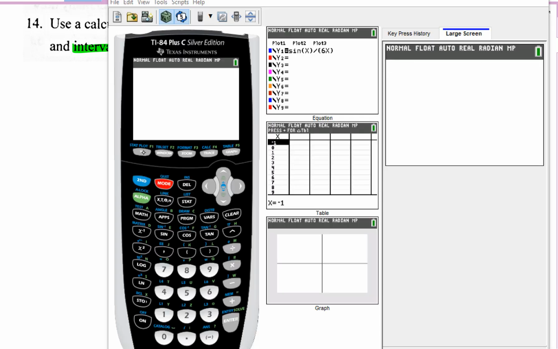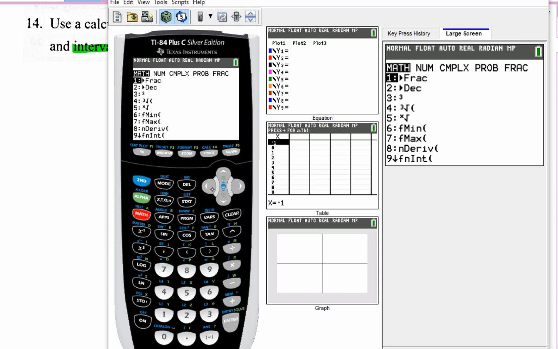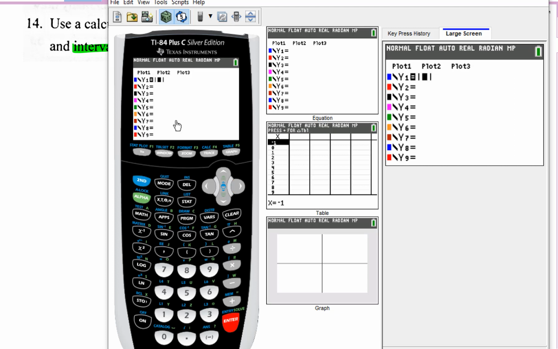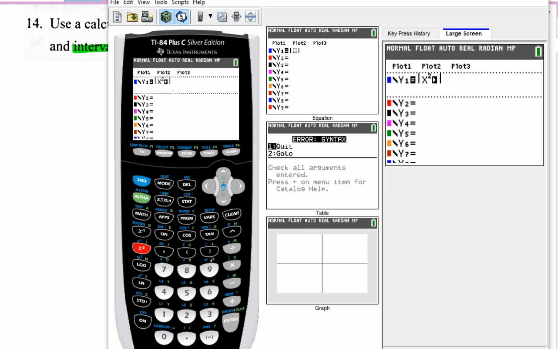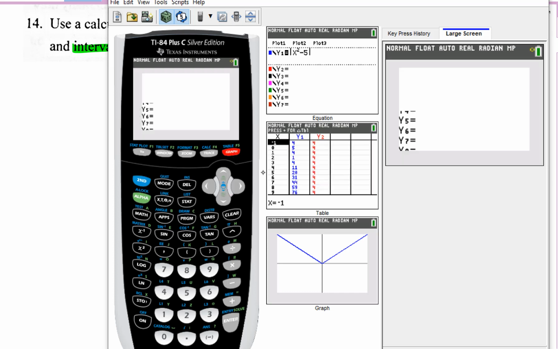To plug these in, I will go to y equals, and then it is absolute value. So where do we get the absolute value symbols? We'll go to math, go to the right to num, and that's the first option, absolute value. So you press enter or the number 1. And we had x squared minus 5, and y2 is equal to 4. Now we're going to graph.